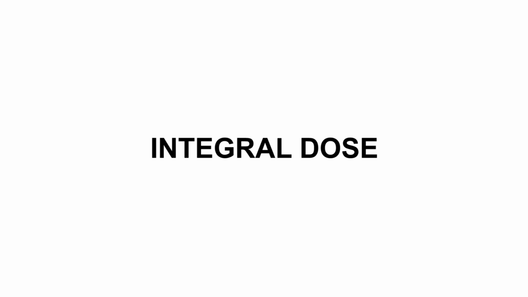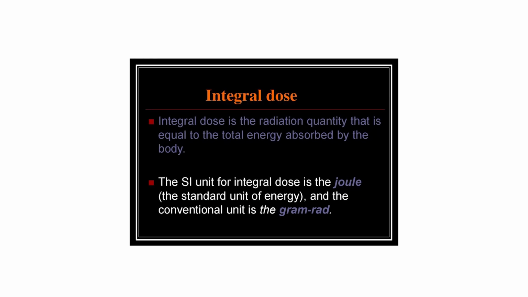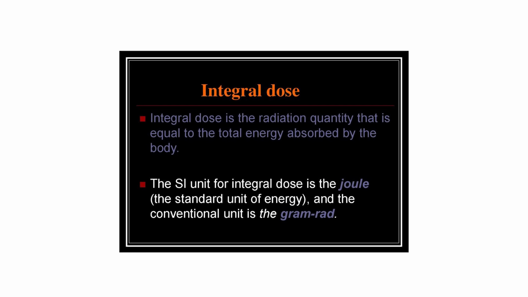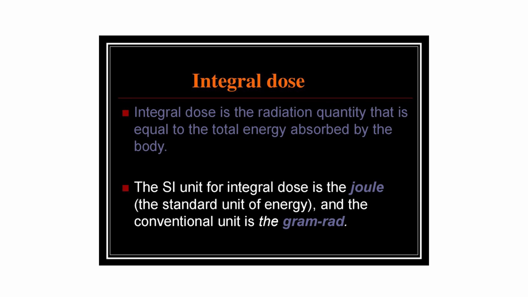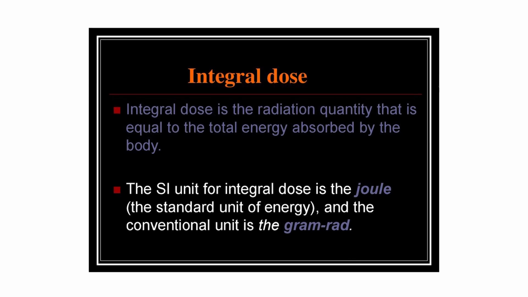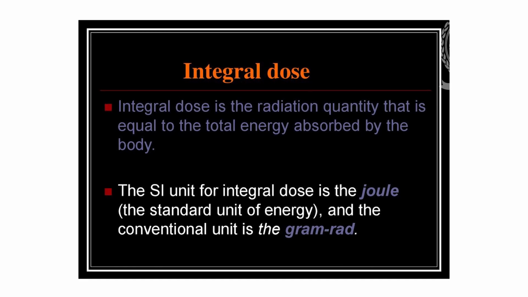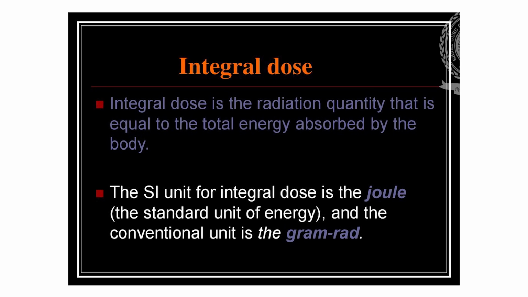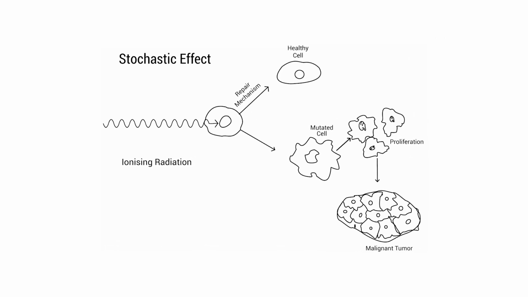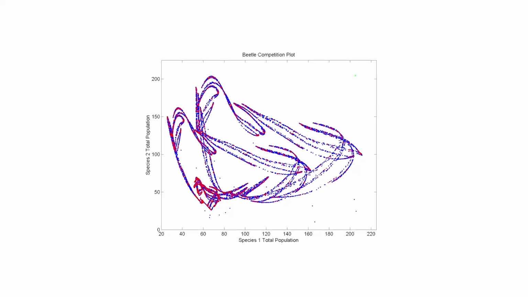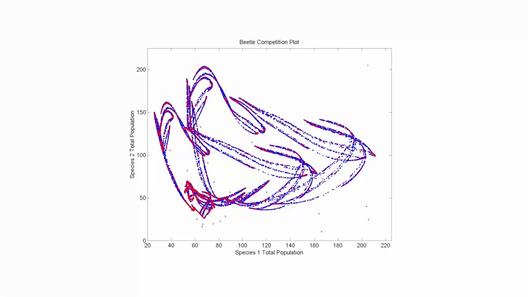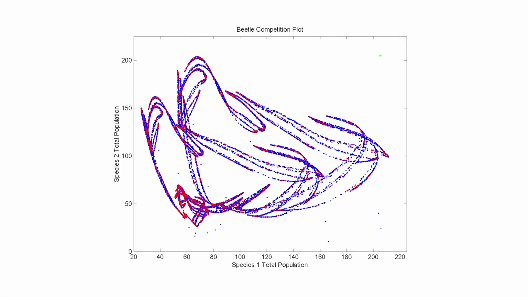Now the next one is integral dose. Integral dose is the radiation quantity that is equal to the total energy absorbed by the body. Integral dose is equal to dose into mass. Its SI unit is joule and its conventional unit is gram rad. It is generally assumed that the risk of cancer induction is related to the integral dose because it takes into account the amount of the tissue that is exposed.